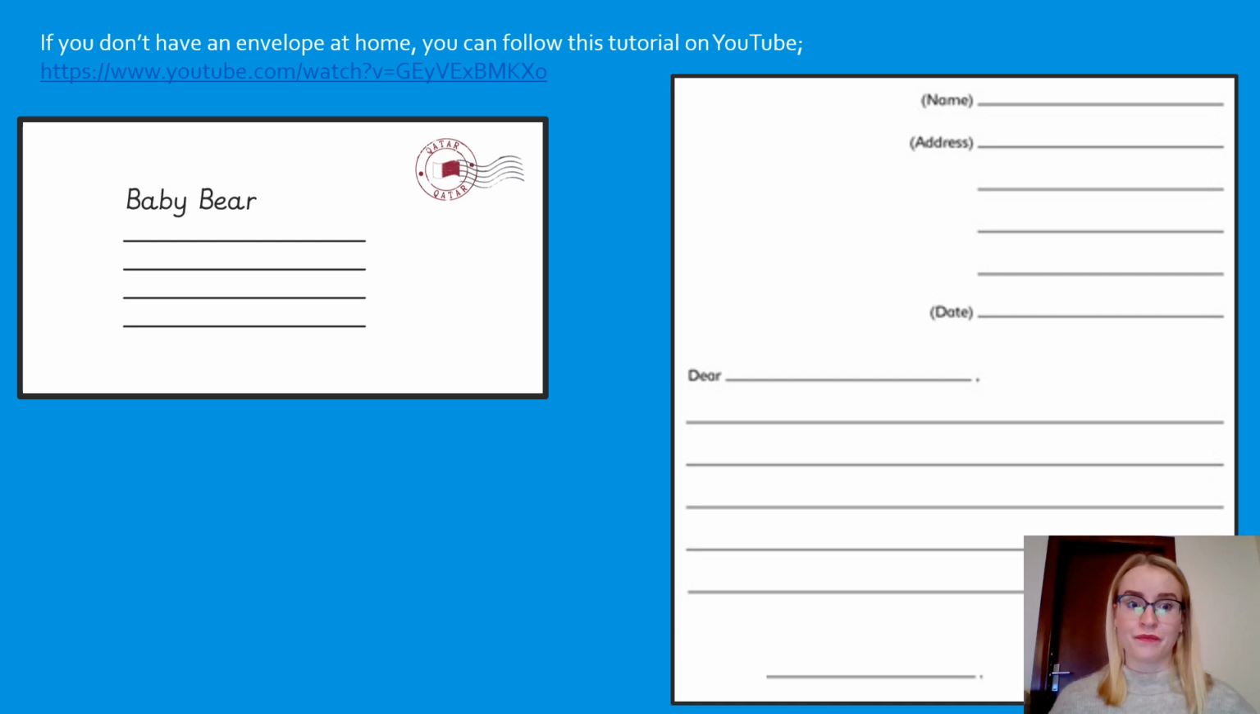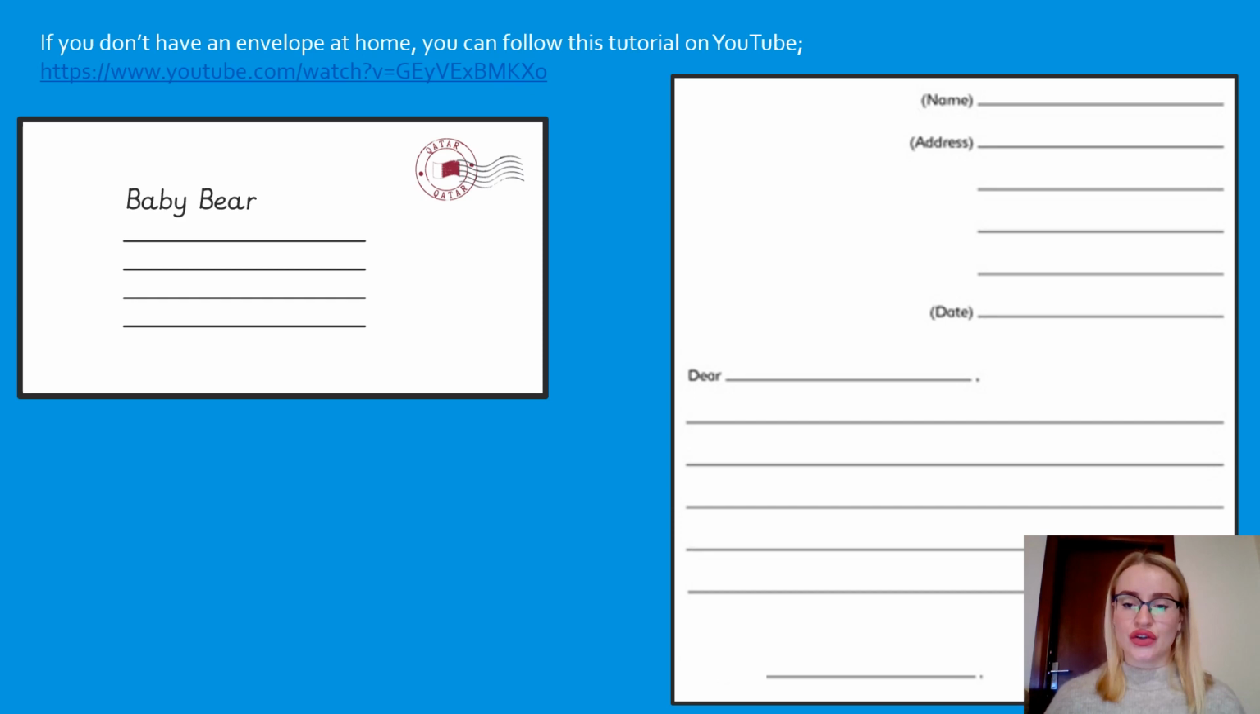Use your imagination. And if you don't have an envelope at home, I found this cool YouTube video at the top here. So if you click on that link or just type into YouTube how to make an envelope, there's lots of tutorials and videos explaining how to fold a piece of paper to help you make an envelope. So you can do that for Baby Bear's address at the front.